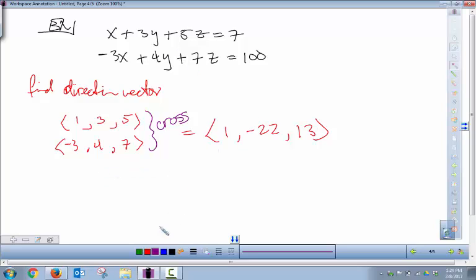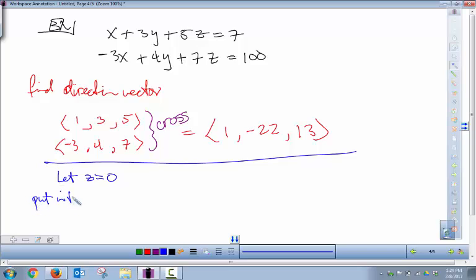Now we need to find a point. We're going to pick a variable and set it equal to 0. What are we going to set equal to 0? Z. So let z equal 0. Then I'll have two equations and two unknowns. When I let z equal 0, I put it back into the planes. So I have x plus 3y plus 0 equals 7, and negative 3x plus 4y plus 0 equals 100.